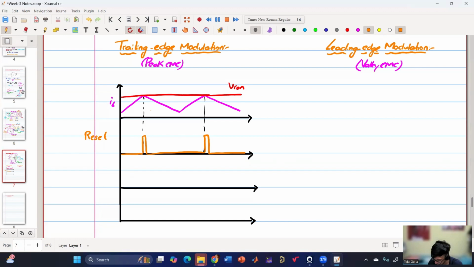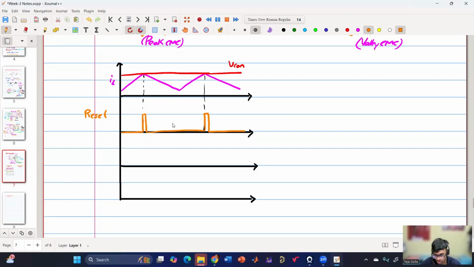And where is the set pulse? Set pulse is at the valley point. So this is the valley point, and there we'll get the set pulse. So here there will be a set pulse, and here similarly there is a set pulse. And here there is a set pulse. This is the set pulse. Now if we are drawing QG, the gate pulse, you know that whenever it is setting, it will turn on, and whenever there is reset, it will reset. So if you draw QG, we'll get QG something like this.